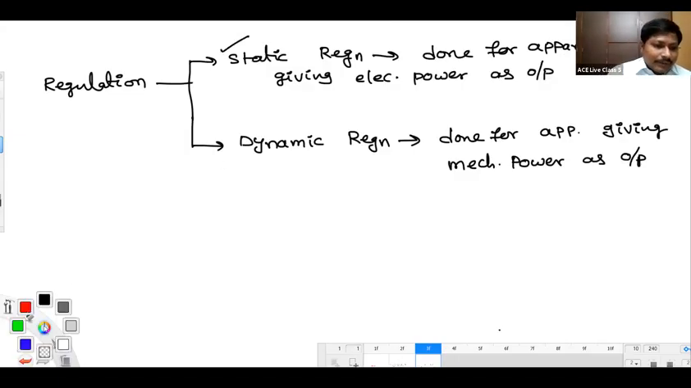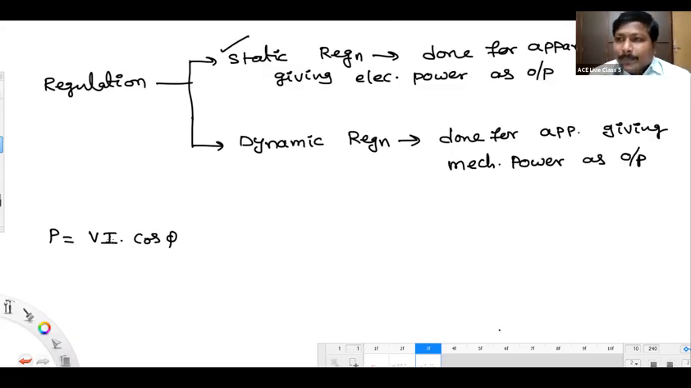Let me tell you this one, a very simple thing. For static regulation, electrical power output, real power P is equal to V I cos phi. Now I am asking one very simple question. Assume that the power factor cos phi is constant. If the real power demand was increased, what will happen to the voltage and current?